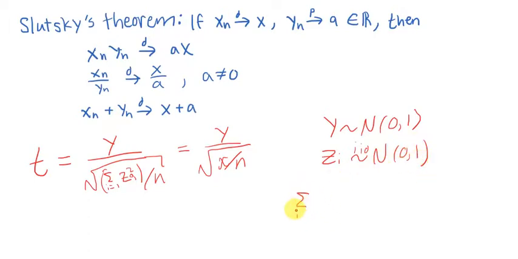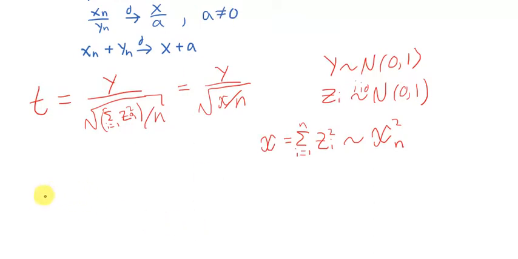And if we recall, the sum of n standard normal random variables squared is a chi-squared distribution with degrees of freedom n. Now, if we think of each Zi as its own random variable, an individual Zi squared is itself a chi-square random variable with 1 degree of freedom. The expected value of Zi squared is actually equal to 1.